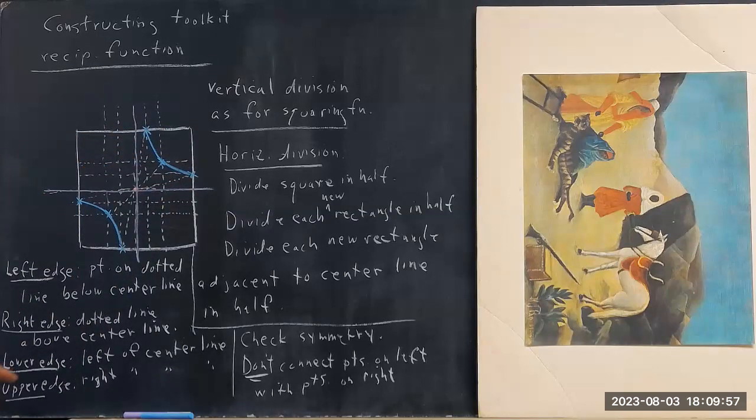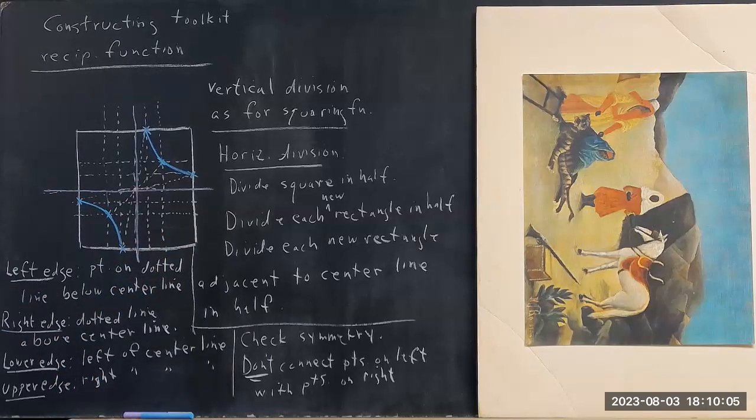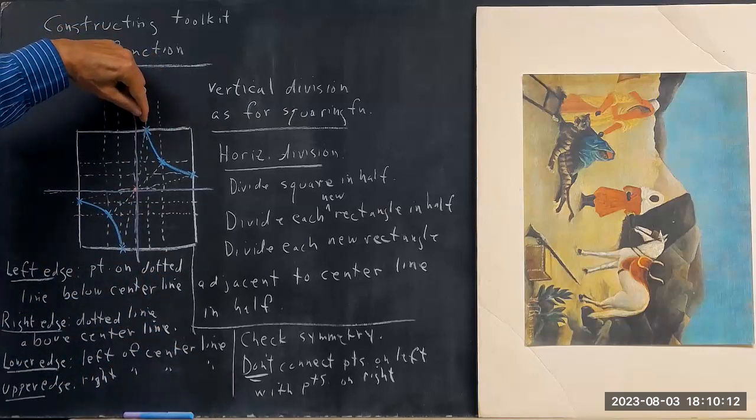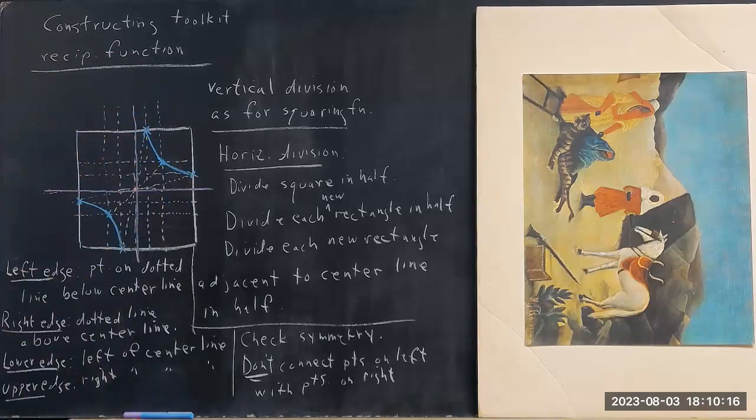point. And the lower edge, it's to the left of the center line. What's this mean? On the lower edge, you take the dotted line to the left of the center line. There's your point. Upper edge to the right of the center line. Upper edge, take the dotted line to the right of the center line. It gives you this point, this point, this point, and this point.